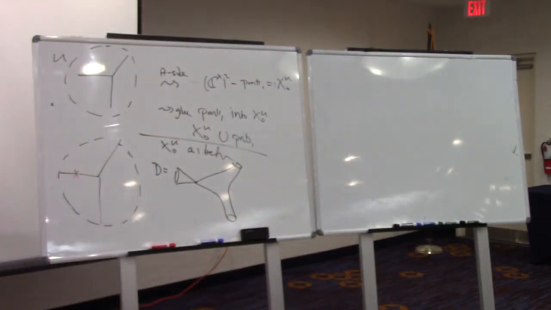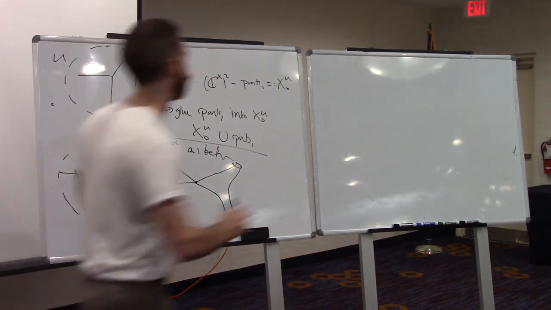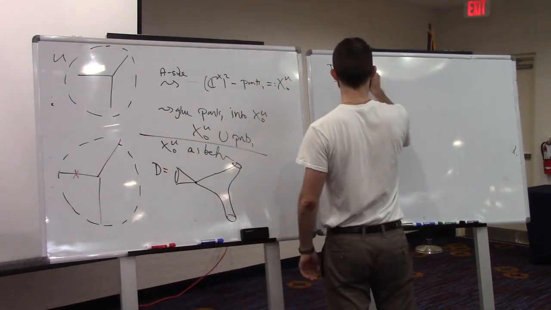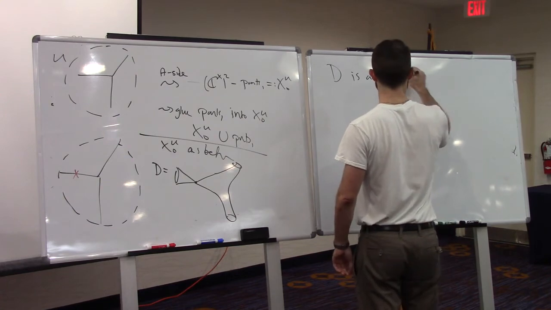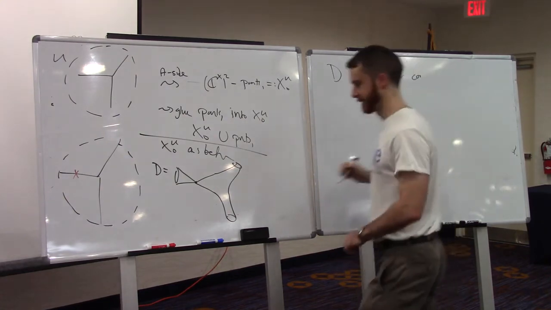Sorry, I'm a bit confused by what you call D. Is it some sort of divisor compactifying the one-stem manifold? Yes. I never said that, sorry. So D is a divisor compact. D is a.